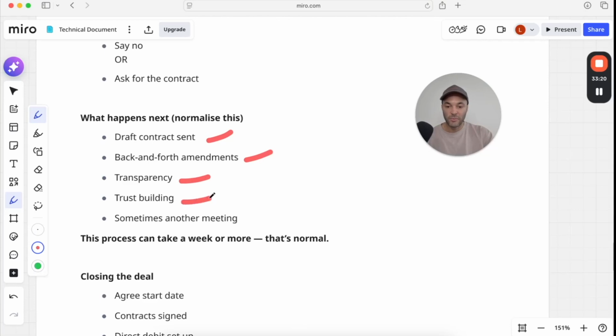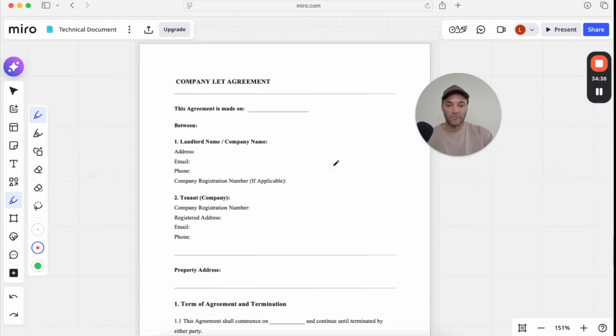This is actually a trust building process, and sometimes the landlord may want to meet you again, either for a coffee or at the property for another viewing, where you can discuss things again face to face. This process can take a week or more, and that's normal. So get used to this process. It's not always straightforward. You don't just send a contract and then they sign it. Normally they'll want to make some amendments, or they may ask what a specific part of the contract means, and all you have to do is be transparent, be willing to work with them, and be willing to explain anything they're not sure of. Now here's an example of the contract you'll send.